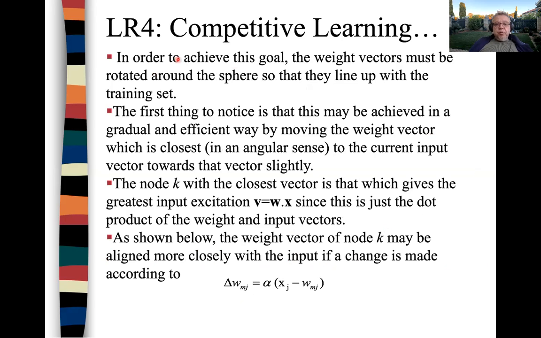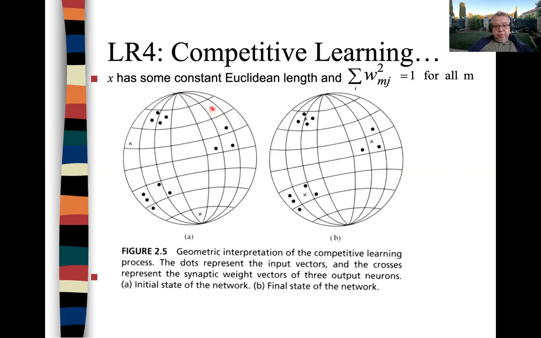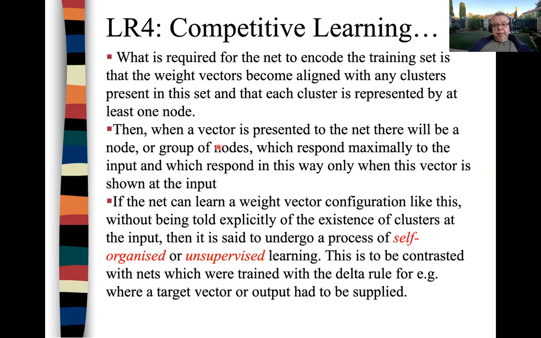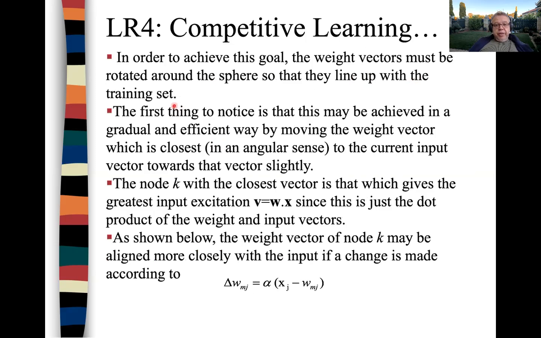So in order to achieve this goal, the weight vectors must be rotated around the sphere so that they line up with the training set. So you should rotate these weights until they line up with the training set. The first thing to notice is that this may be achieved in a gradual and efficient way by moving the weight vector which is closest in an angular sense to the current input vector. So it doesn't happen immediately. It's a gradual adaptation of that neuron to respond to a certain input.